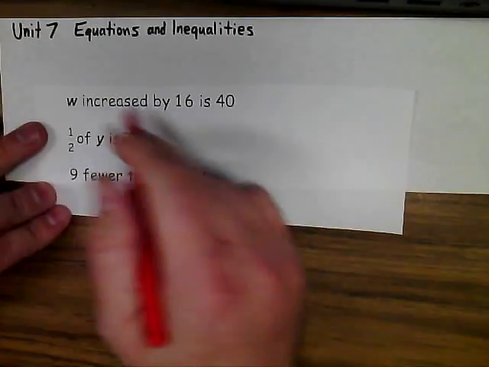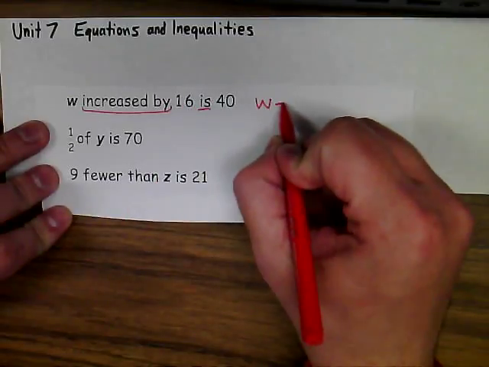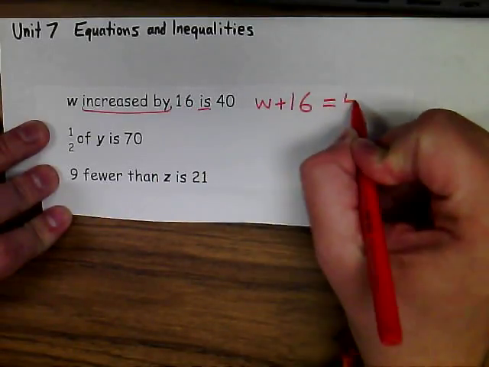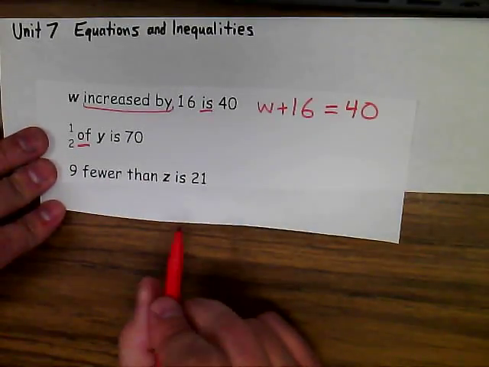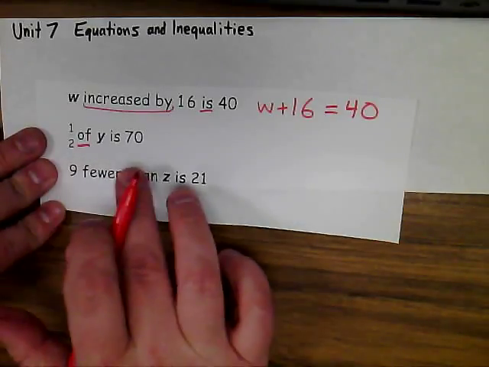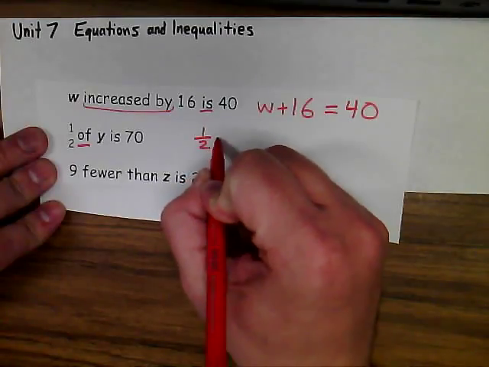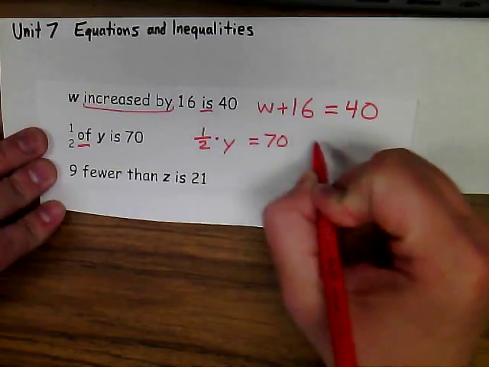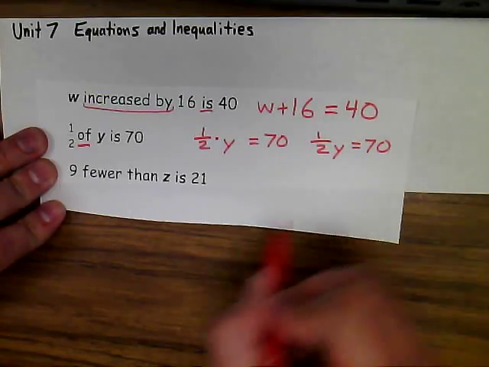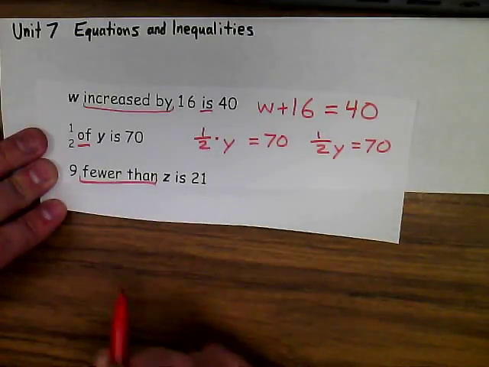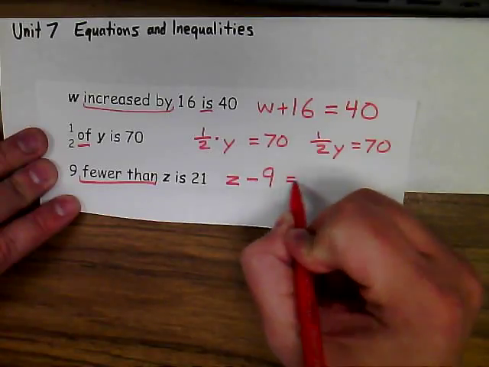Three more quick examples. Increased by means add. And so w plus 16 equals 40. We have of. Of means multiply. I don't think I put that on the previous term. We talked about that when you're doing a fraction of, a percent of, or a decimal of a number. It does mean to multiply. So we want to do half times y equals 70, or ideally, you'd write half y equals 70, utilizing the coefficient to show that multiplication. Fewer than is another troublemaker. We're going to make sure that we switch the order. Z minus 9 equals 21.